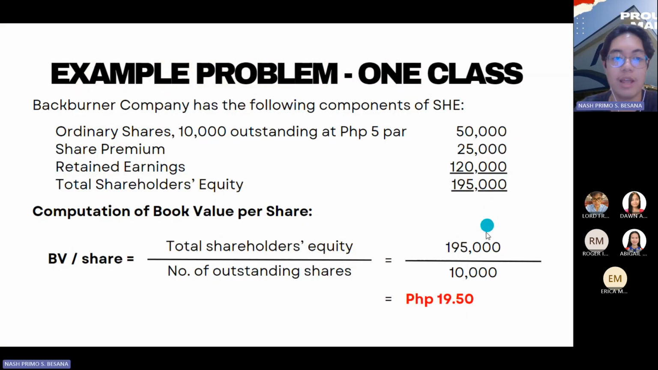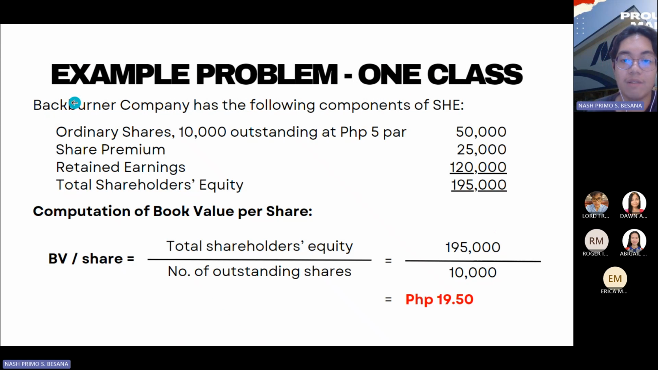So example problem. Backburner company has the following components of shareholders equity. Meron daw siyang ordinary shares na 10,000 outstanding at 5 pesos par, 50,000 in total. Share premium 25,000, retained earnings 120,000. To give us a total of shareholders equity na 195,000. So as we can observe naman sa shareholders equity niya, one class of share lang.